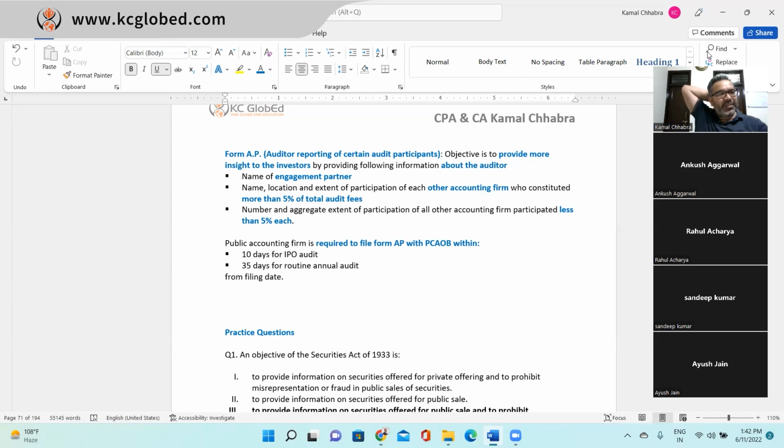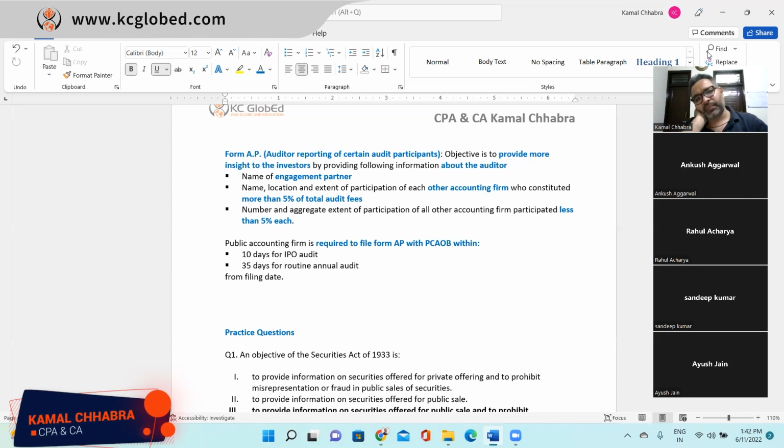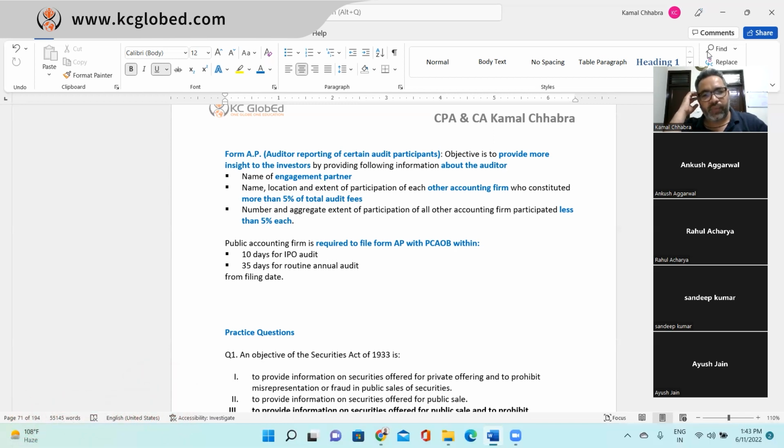Okay. So Form AP is mandatory to be submitted to the PCAOB every year by the CPA firm. The objective of this Form AP is to provide insight to the investor by providing the following information about the audit. The first is the name of the engagement partner who is doing the audit or who is finally signing the audit report. Second is the name, location, and extent of participation of each other accounting firm that constitutes more than 5% of the total audit fees.